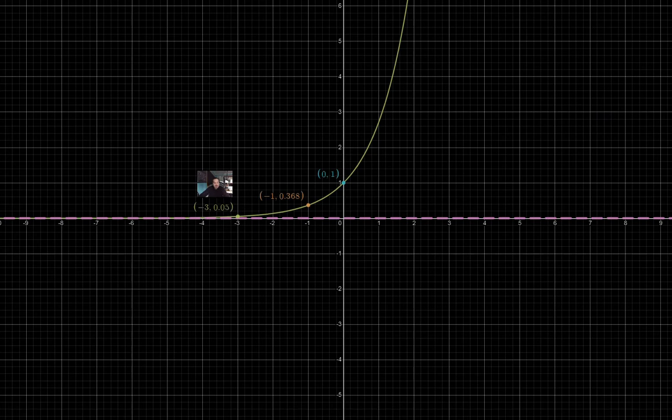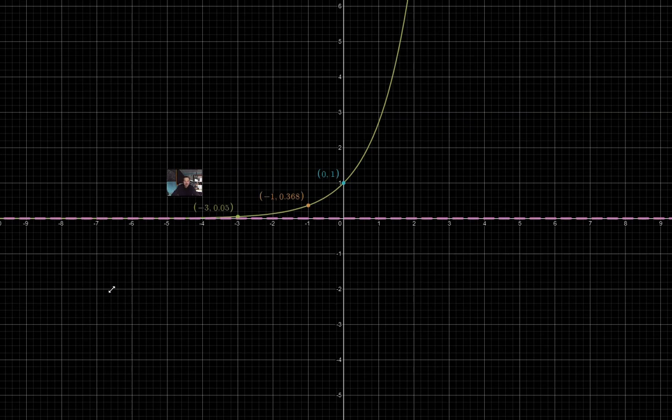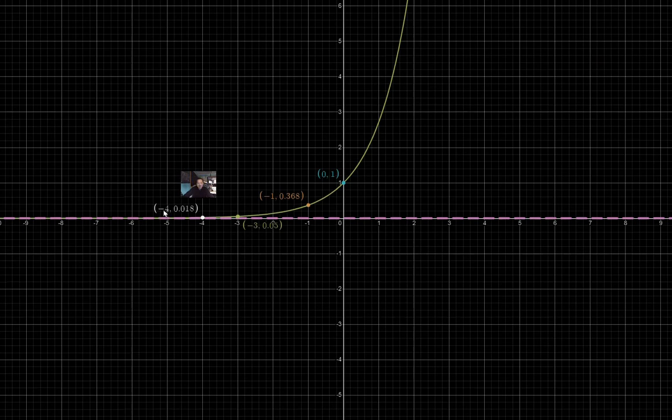Let's do one more at, say, -4. When -4 goes in, I'm going to have e to the -4 come out. That's just a number, after all. Let me label it. So that's this value right here: -4 in, 0.018 out.